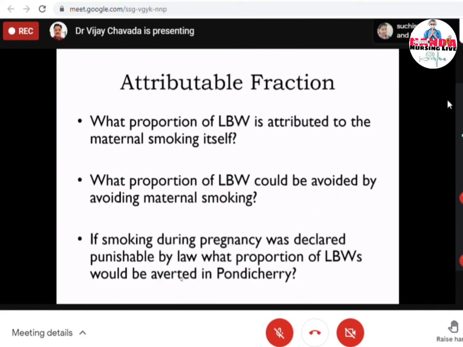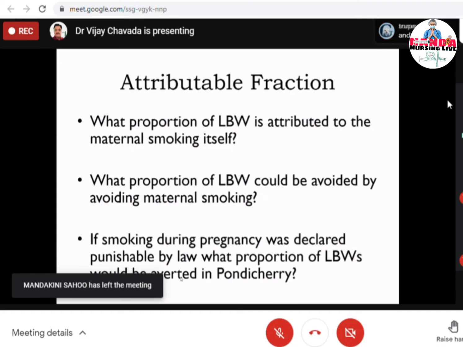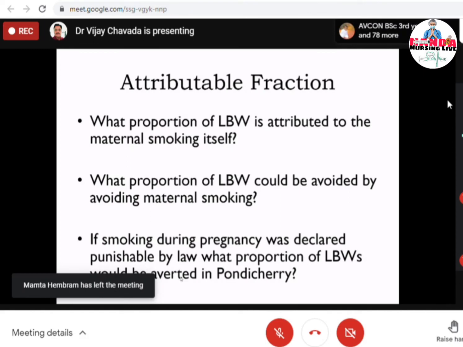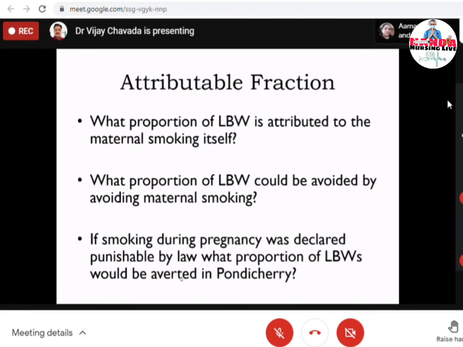Attributable fraction. Many times in your research, you would like to know what proportion of low birth weight is attributed to the maternal smoking itself. Sometimes you would like to know what proportion of low birth weight could be avoided by stopping maternal smoking. And further, if smoking during pregnancy was declared punishable by law, what proportion of LBWs would be averted in Pondicherry? So these kinds of questions will be answered only if you go by statistical analysis, and that too inferential statistics.